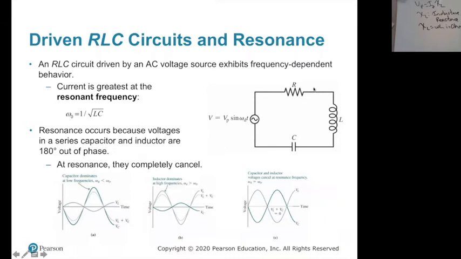Now, we could balance all this out. We put a voltage source in here. We could balance all this out at a very particular frequency. We call this the resonant frequency. We're going to need this in a minute. I'm going to write this down. I'm going to show you where this comes from.